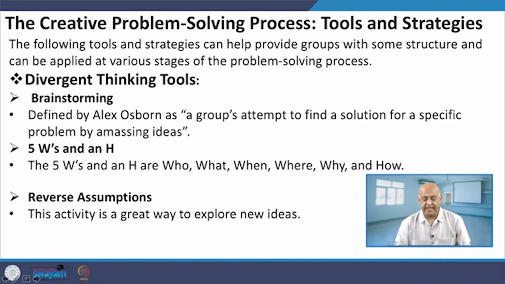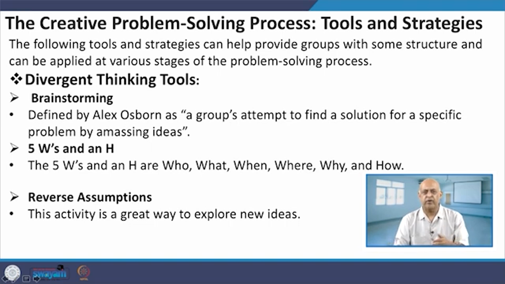Some structures can be applied at various stages of the problem solving process. For divergent thinking, there is brainstorming, and we gave an example of it in the beginning. It is defined by Alex Osborn as a group's attempt to find a solution for a specific problem by amassing ideas. There are also the 5 W's and H: what, where, when, how, and who. On this basis we can initiate our ideas: if this is the solution, who will be able to provide it, what exact material is required, where will we get this solution, and why should we go only for this solution.